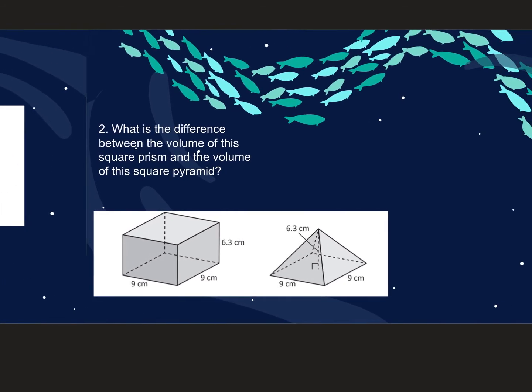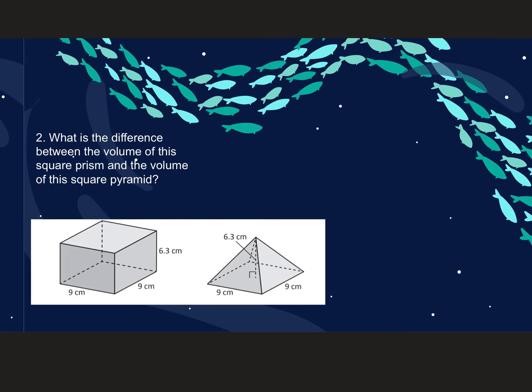All right, for this next example, I want you to pause the video and try this on your own. This is similar to the first example that we did. It says, what is the difference between the volume of the square prism and the volume of this square pyramid? The first thing you have to do is find the volume of your rectangular prism, and then find the volume of your square pyramid, and then subtract them to see what the difference is. So go ahead and pause the video and try this example on your own.